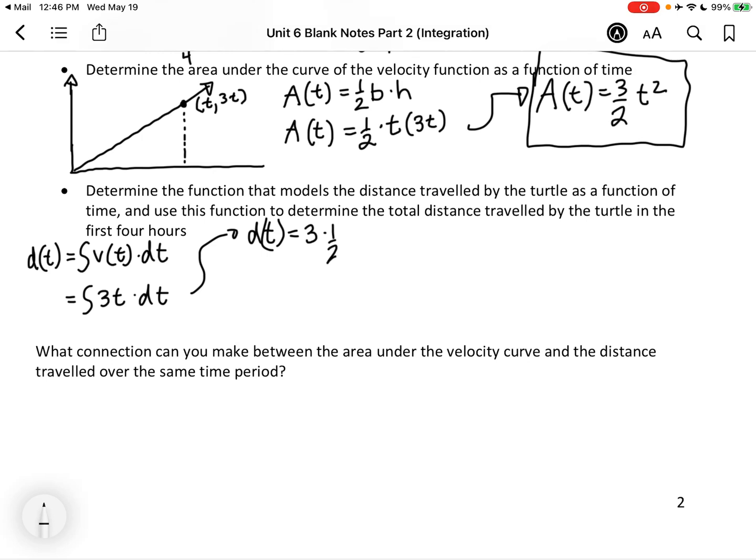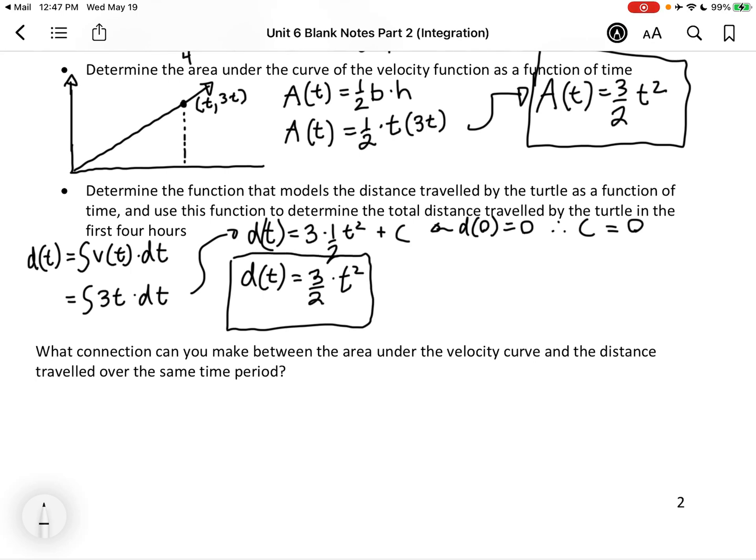Okay, and that is 3 times a half t squared plus c. And again, because of initial conditions, d of 0 equals 0, we haven't gone anywhere at the start. So c equals 0. Therefore, our function for d of t equals 3 over 2 t squared.